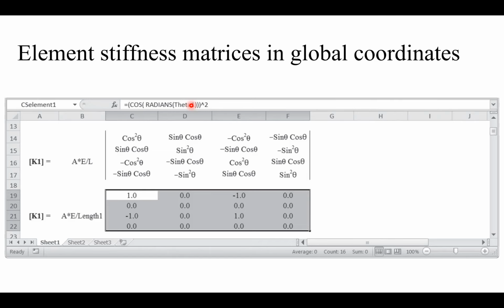So here, while we are still in global coordinate, we are writing for just element 1, AE over L, and the corresponding angles. Here, this cell is highlighted. You can see the equation. That would be cosine, radians, because the angle is easier to find in degrees, so we find it in degrees and then change it to radians. That's the function requirement of the cosine function in Excel, and then squared. So we are describing this component. So we can find a stiffness matrix for our member 1.